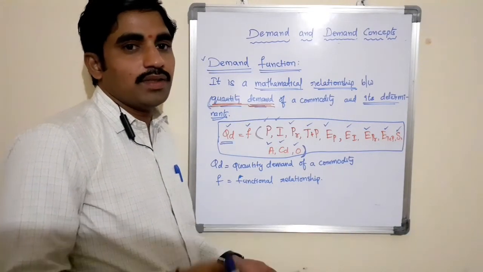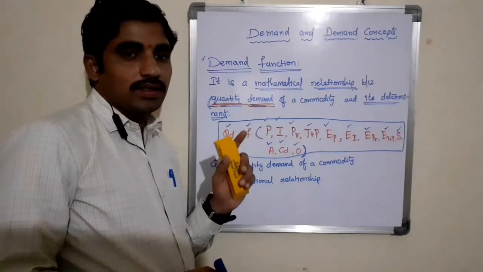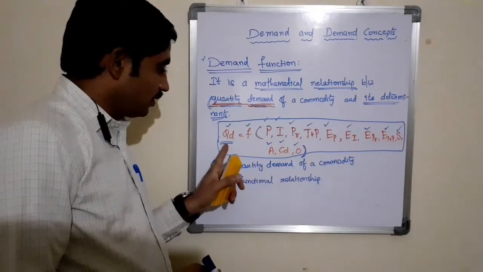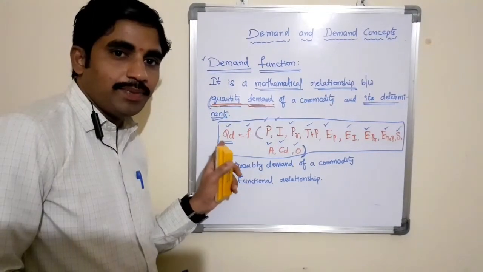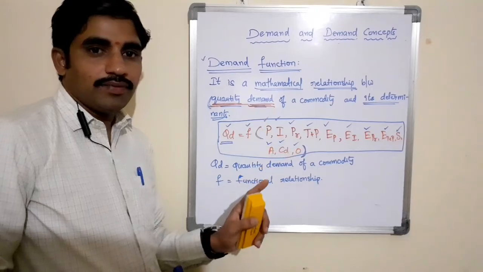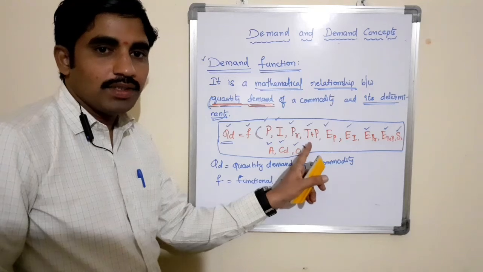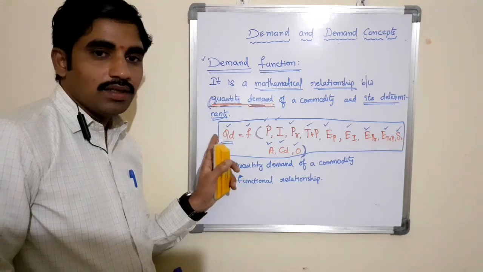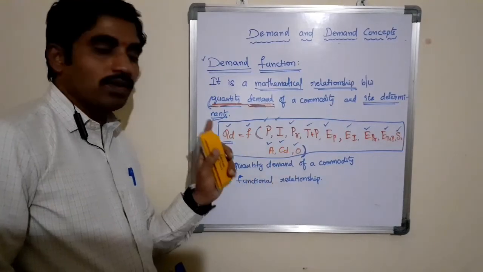So what is the relationship between the price of the product and quantity demand of the product? Because the demand function itself explains the relationship between the determinants of demand and the quantity demand of a commodity. Quantity demand of a commodity is always a dependent variable, and all the determinants of the demand are always independent variables. Based on these independent variables or determinants of demand, the quantity demand of a commodity will change.